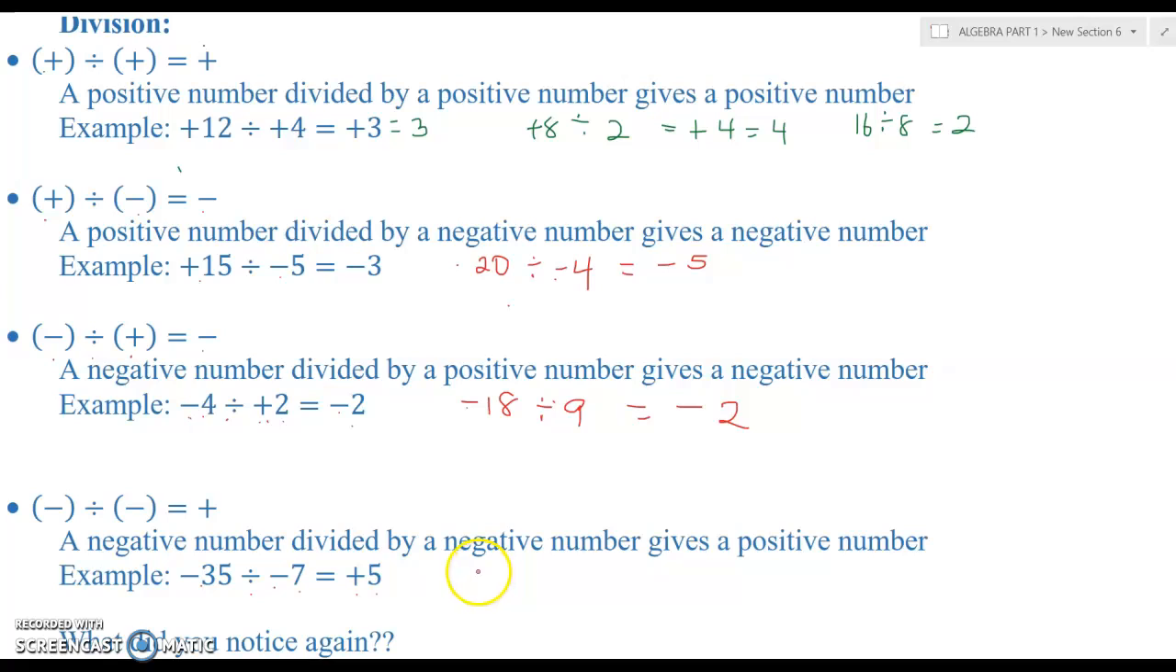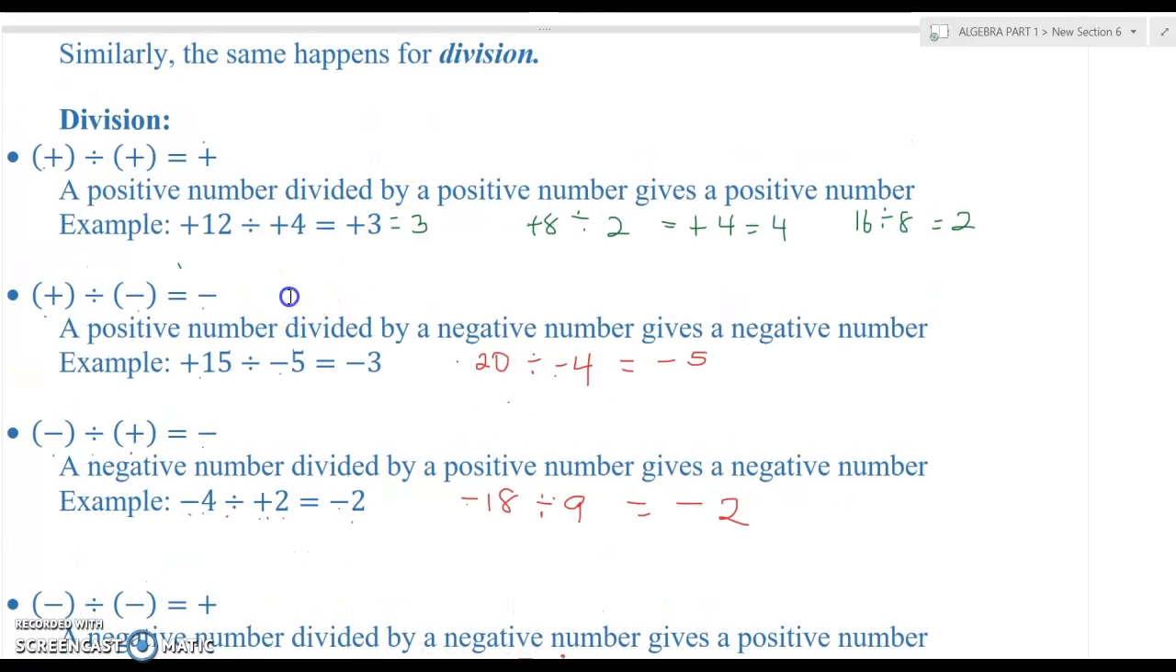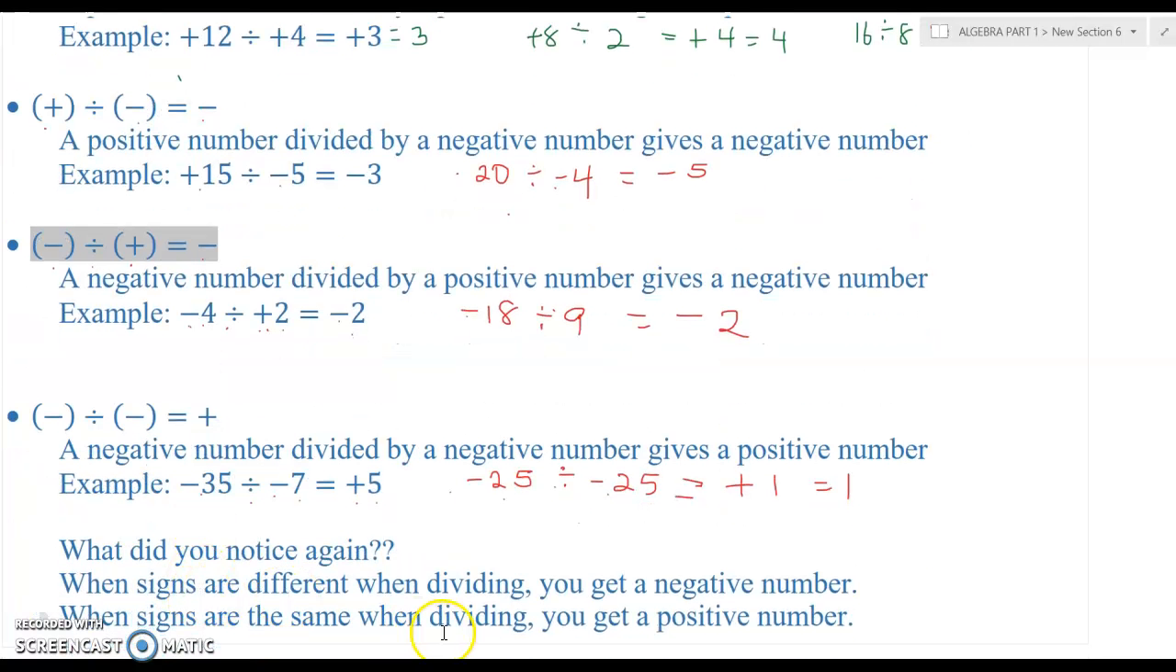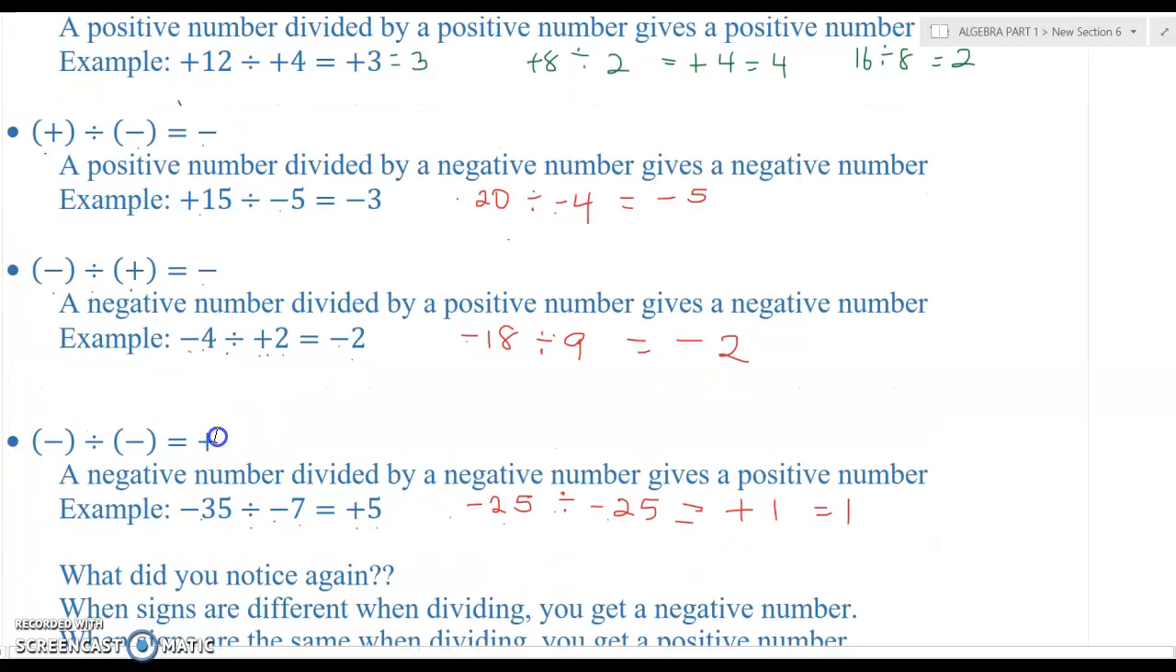So let's see. Negative 25 divided by negative 25. A negative divided by a negative is a positive. 25 divided by 25 is 1, so my answer is simply 1. And what did you notice again? When the signs are different when dividing, you get a negative number, like in the second and third examples. And when the signs are the same, like the first one, you get a positive number.